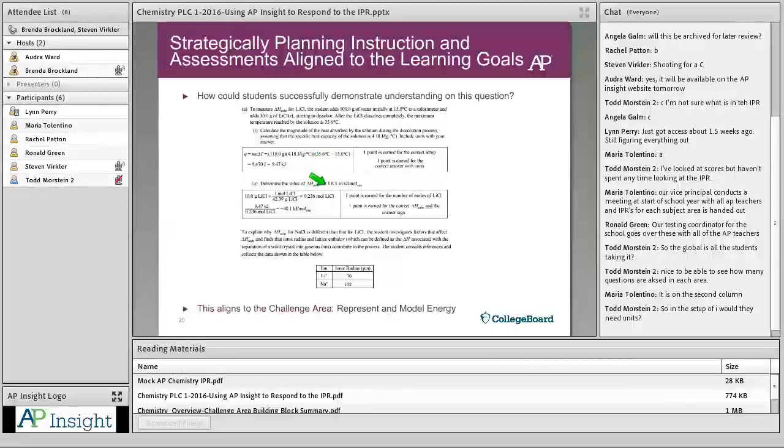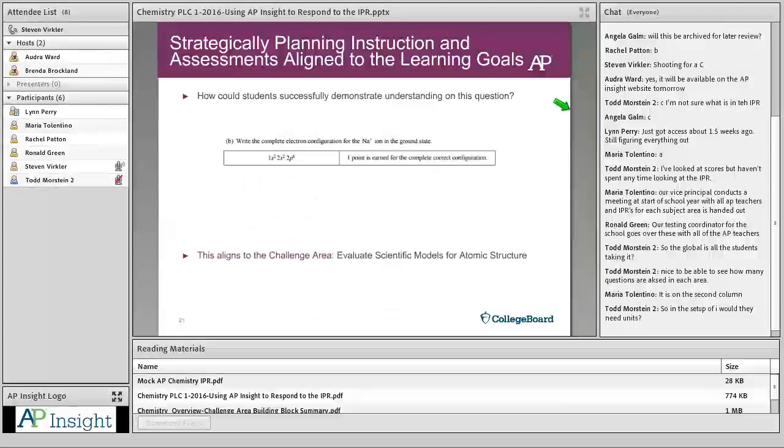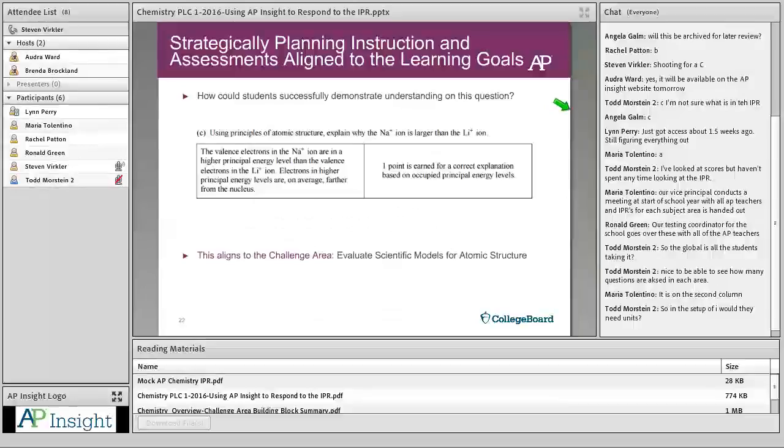And so that ended up being one of the problems that the students had, which is, as a teacher, you believe your students maybe can do that until they actually take a high-risk test and find out, nope, they forgot. So again, it's just a nice way of double checking. All right, so here was part C, and again with part C, it's going with the whole concept of energy levels, what's occurring there, and that also aligns to the challenge area on atomic structure.